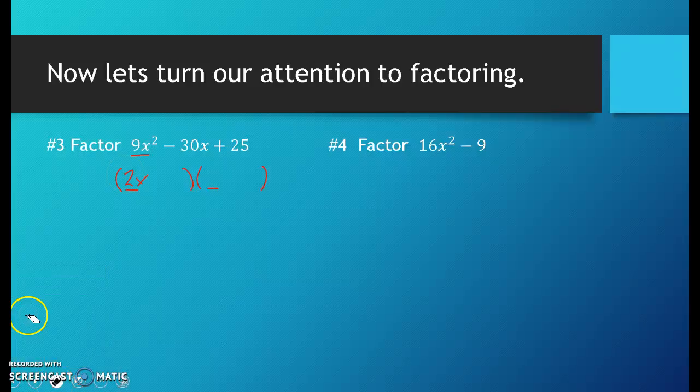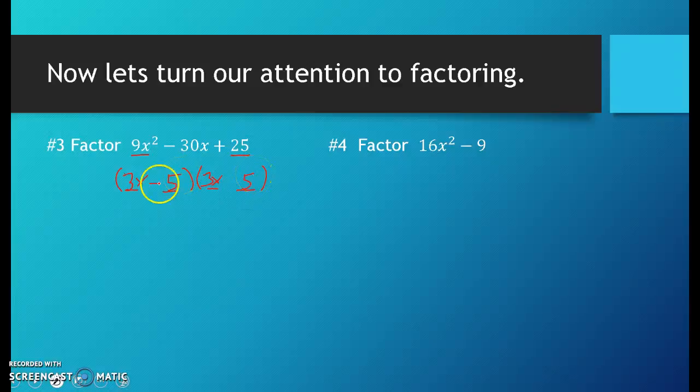It is 3x times 3x. Now, if that didn't work, we could come back later on and try 9x and 1x, but I know 3x times 3x is going to work in this situation. We can also try something here and here that multiplies together to give us the last term, which is 25, and that's going to be 5 and 5.